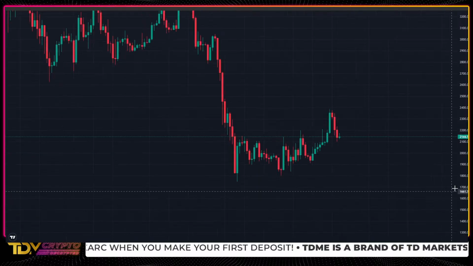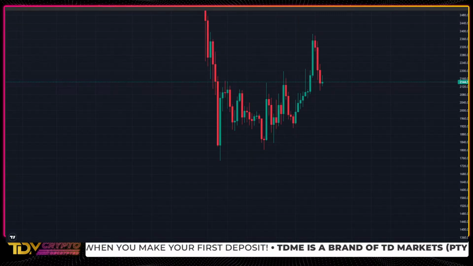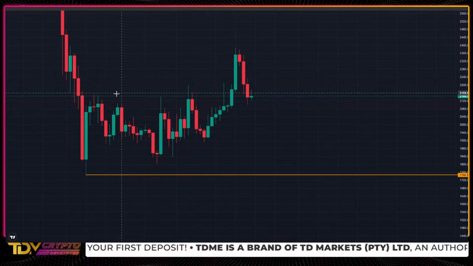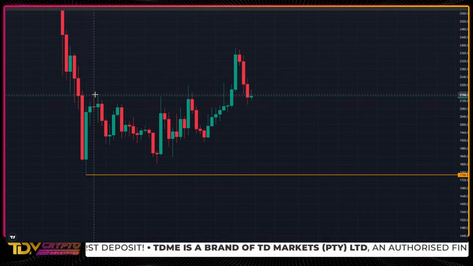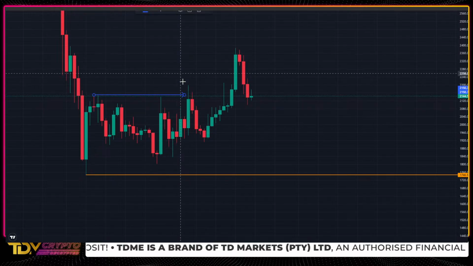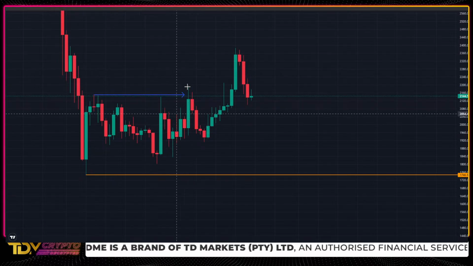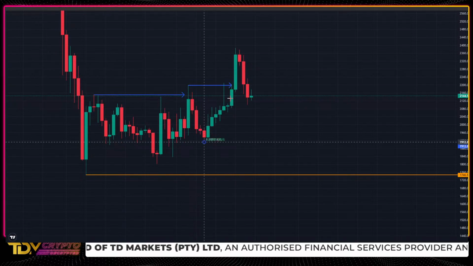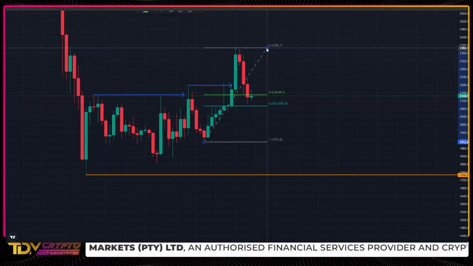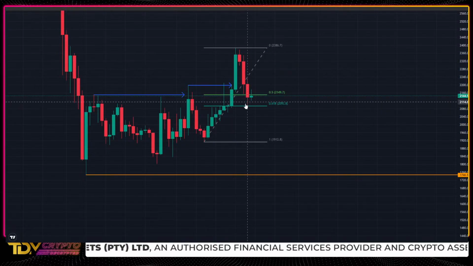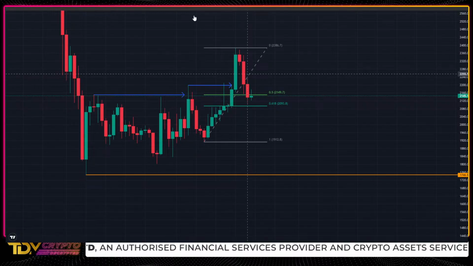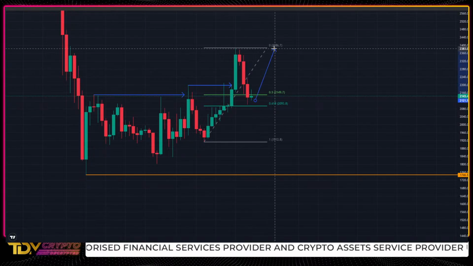So it created that low right there, and then obviously it has broken these structures here. It created the structure, broke the structure, it created another one here, and it broke it, right? If you draw your Fibonacci as such, you will notice that it's also at this zone here. So if it rejects this zone, then we're likely going to get one more push up.